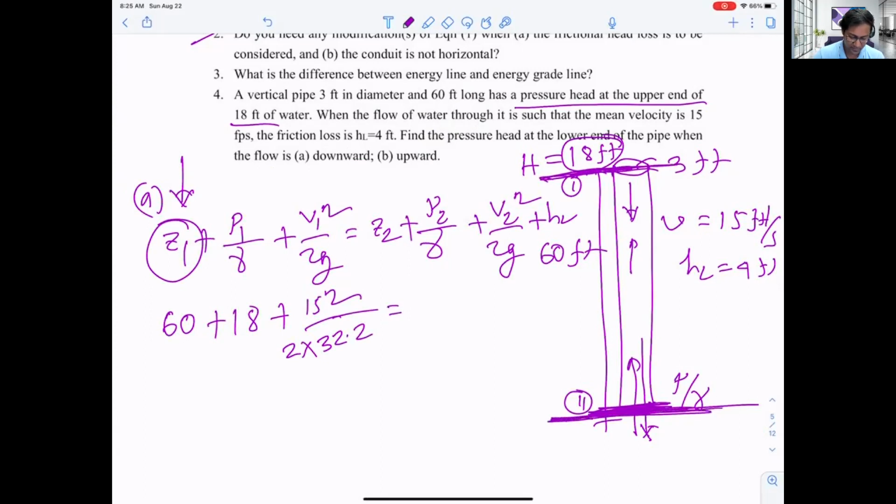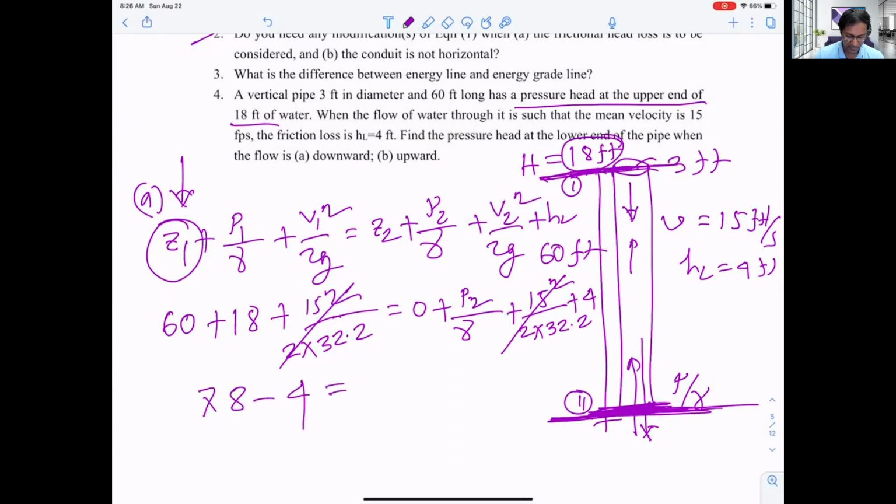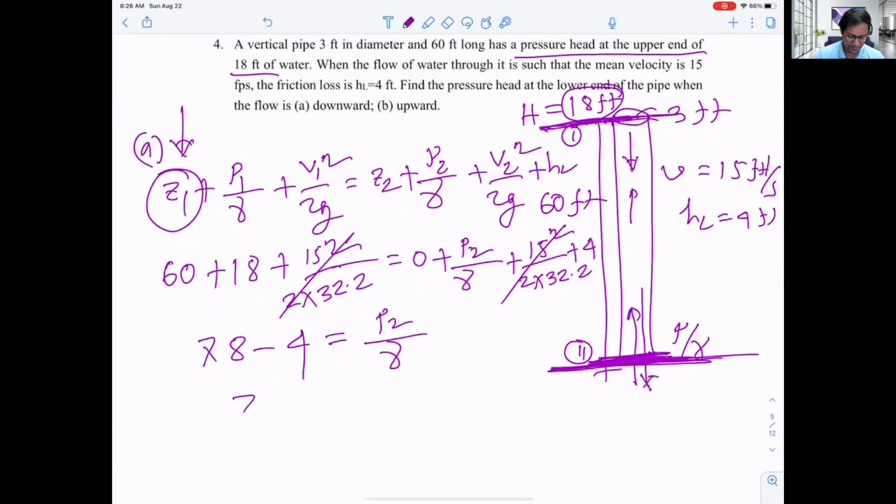For this one, we're measuring from this level, so Z2 is 0, plus we have to find P2 over gamma, plus V2 squared, the same value, 15 squared over twice g, 32.2, plus the head loss, 4. So these are the same, and we can cancel this one. So this is 78 minus 4. If we bring 4 from right to left, this is our unknown. So the value is 74 feet. The pressure head will be 74 feet here if the flow is downward.